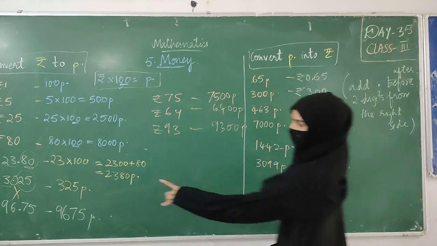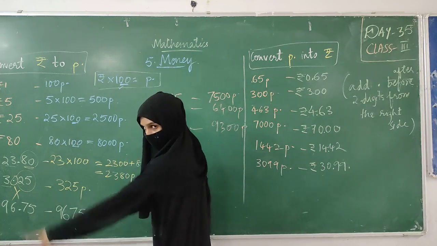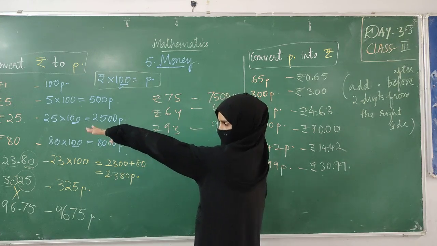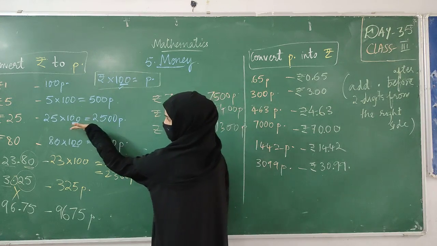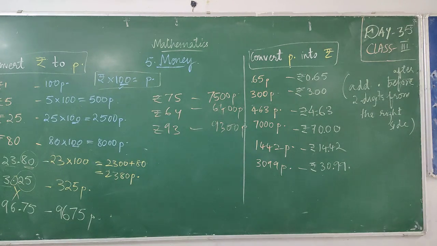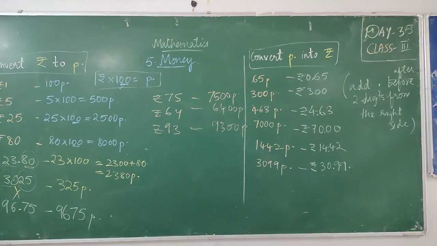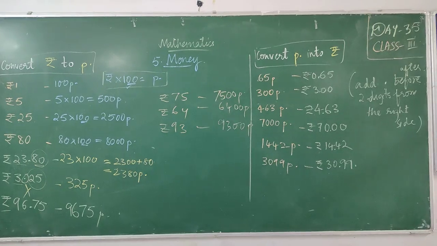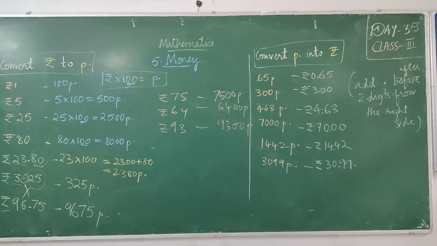Here, what is happening? If the dot is there, simply remove the dot, remove the rupees symbol and just write P. Here, if single numbers are there, multiply by 100. Otherwise simply add 2 zeros at the end. You will get the answer. I hope you understood. It's very easy. Okay. I hope you can see now. Take a quick glance at the board.